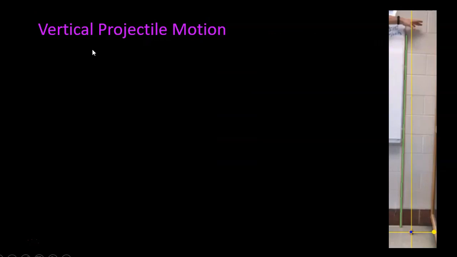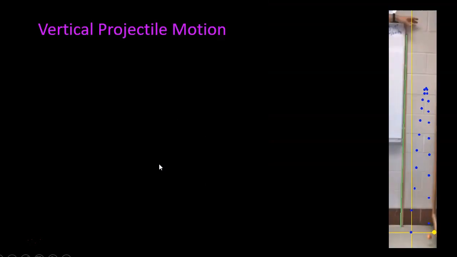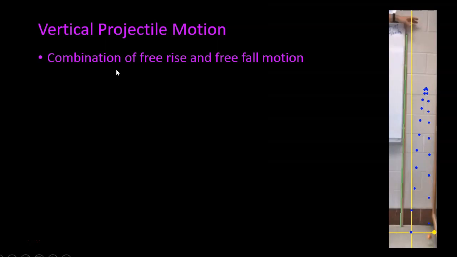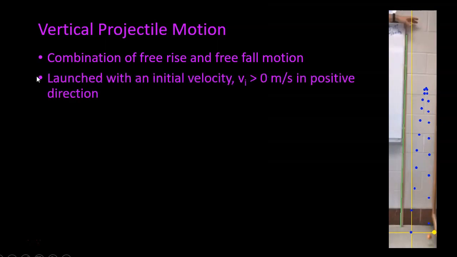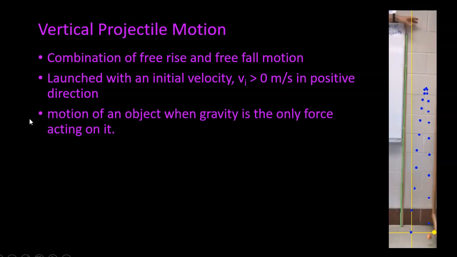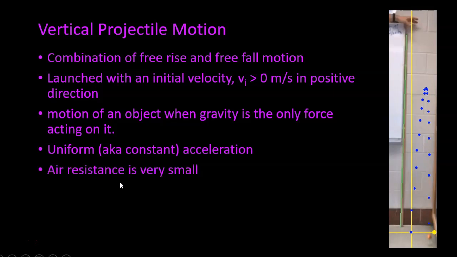Let's move on to vertical projectile motion. Here we see the golf ball bouncing up in slow motion, reaching its peak, and speeding back down towards the floor. This is what's known as vertical projectile motion. It's the combination of free rise and free fall. In this case, the object has to be launched with an initial velocity greater than 0 in the positive direction. And once the object is launched, gravity is the only force acting on it. It's uniform acceleration. And once again, air resistance is very small, so small that we can ignore it.